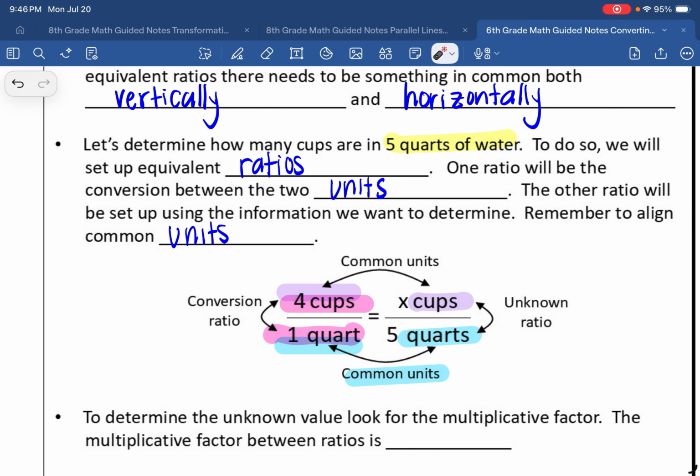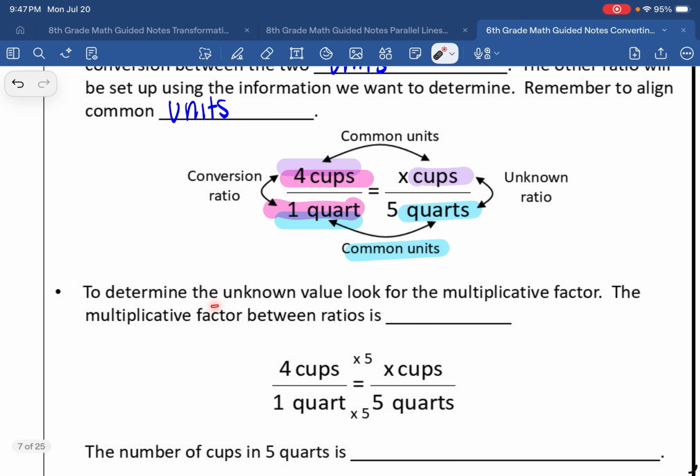So in the problem, it's asking me to convert 5 quarts. So I'll write 5 quarts. And then X cups is what I don't know. So that's my unknown ratio. So notice that everything connects. Units are the same here and on the bottom. And then I have my conversion ratio here and the ratio I'm trying to figure out on the other side.